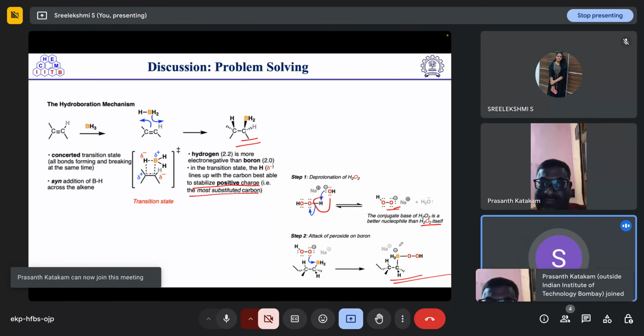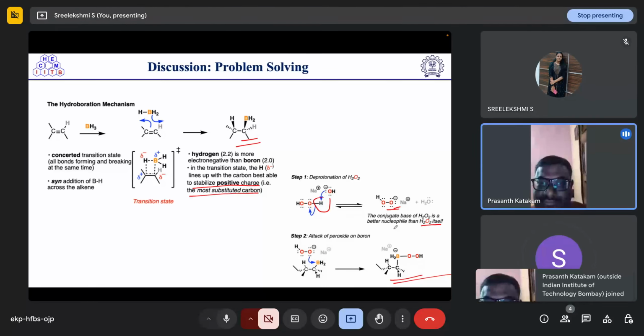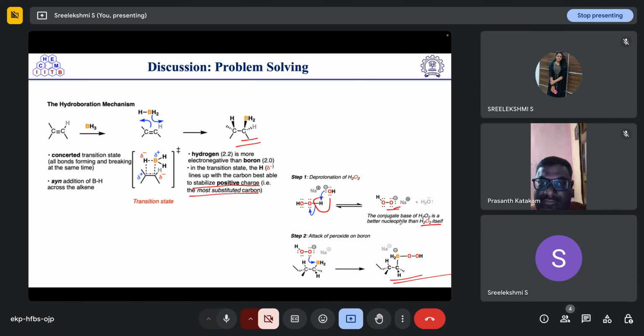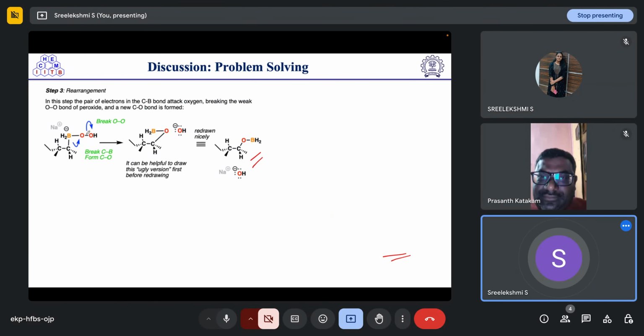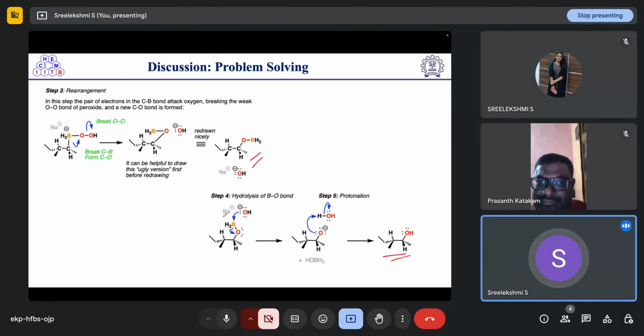So its conjugate base is formed here. Then this peroxide attacks this boron to form this compound. The oxygen-oxygen bond of this peroxide is very weak, so it easily breaks, and this shifts over to form this species. Then again OH minus attacks this boron, forming this O minus, which upon taking a proton from the water molecule, probably during the workup, gives us this hydroxyl group. So that is the hydroboration oxidation reaction.